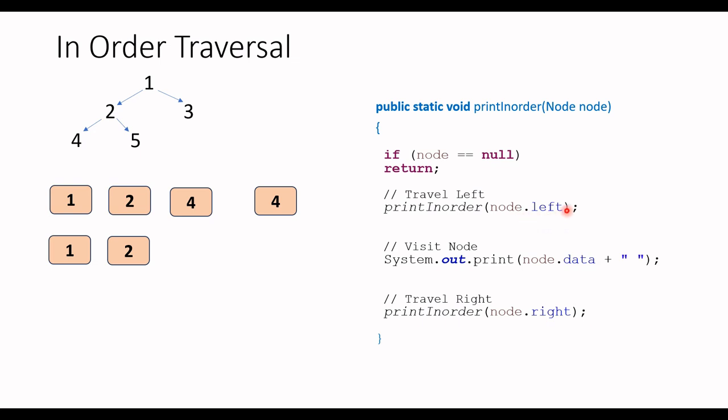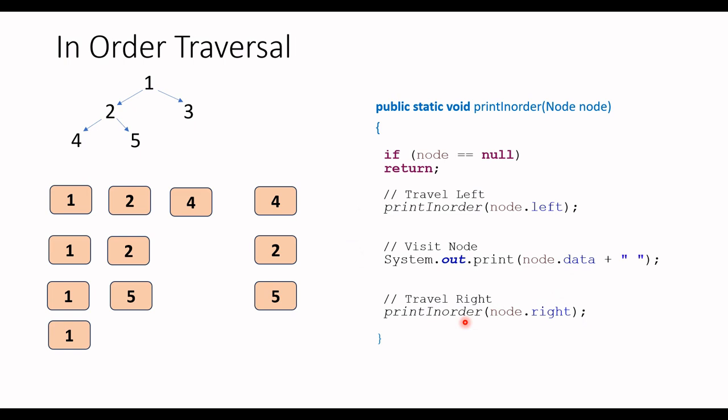Once the control comes back here, it will move on to the next step, and it will print the data of that particular node, which happens to be 2. Once 2 is printed, then 2 dot right is 5. So now we are going to consider 5, and 5 is not null. So again it will check for 5 dot left, which happens to be null. So the control will come back, and it will then visit that particular node, which is 5. Once 5 is printed, then it will check for 5 dot right, which happens to be again null.